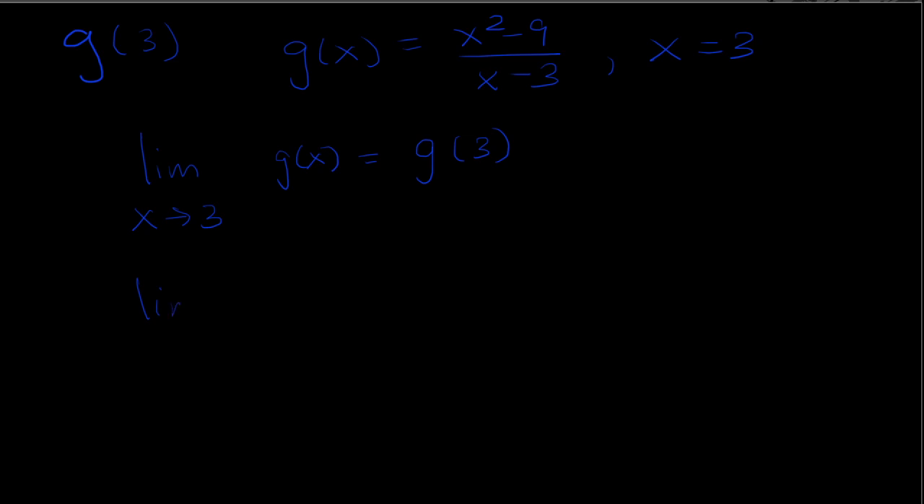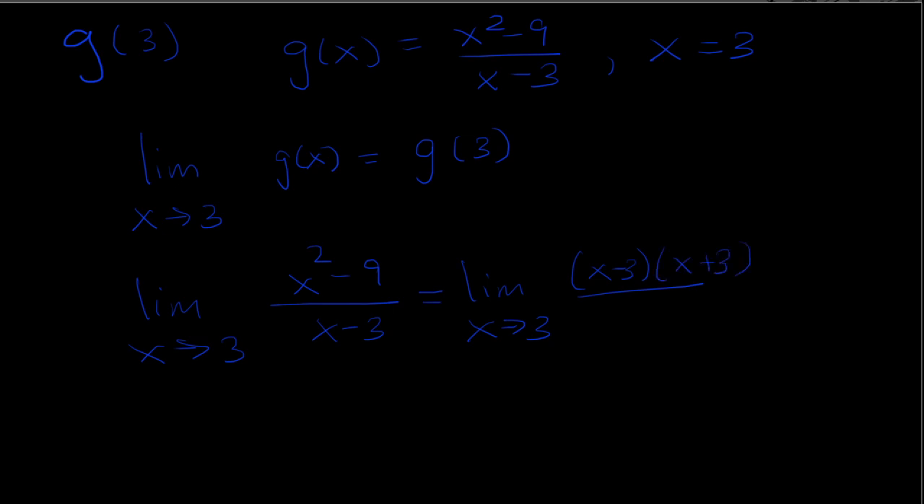So let's look at what g of x is. G of x is x squared minus 9 over x minus 3. And this we can simplify to, well, x squared minus 9 will be x minus 3 times x plus 3 over x minus 3. The x minus 3's are going to cancel. And if I plug in 3 for x, I get 6.